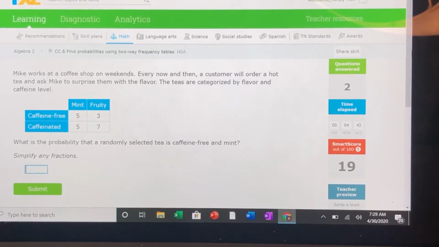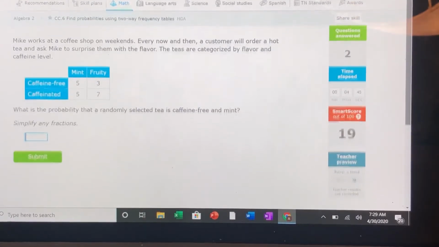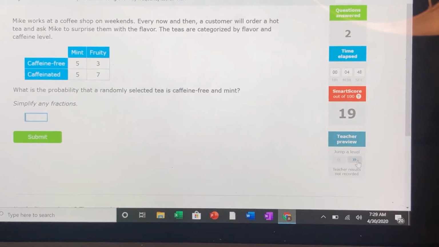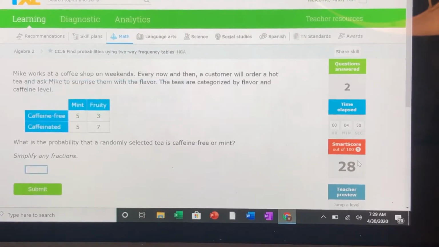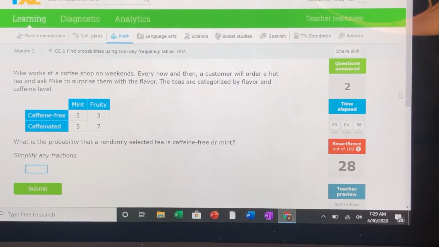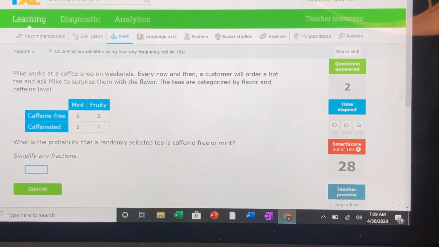All right, let's skip up a level. Now that you've got the idea, let's jump up a level and see if these get any more difficult. Let's try this one. Mike works at a coffee shop on the weekends. Every now and then, a customer will order a hot tea and ask Mike to surprise them with a flavor. The teas are categorized by flavor and caffeine level. What is the probability that a randomly selected tea is caffeine-free or mint?